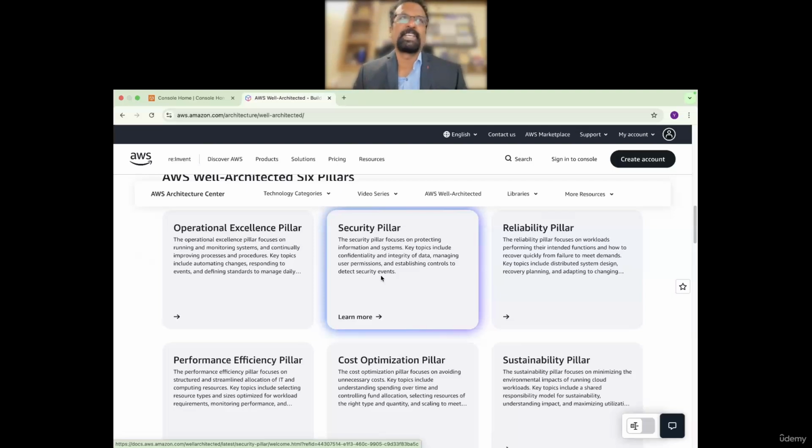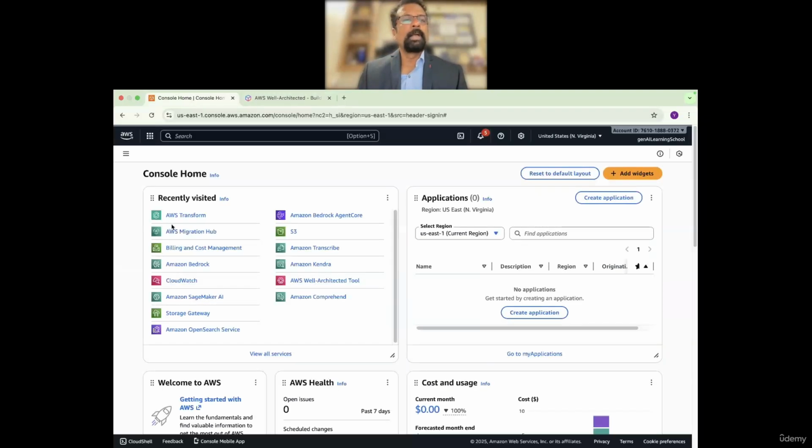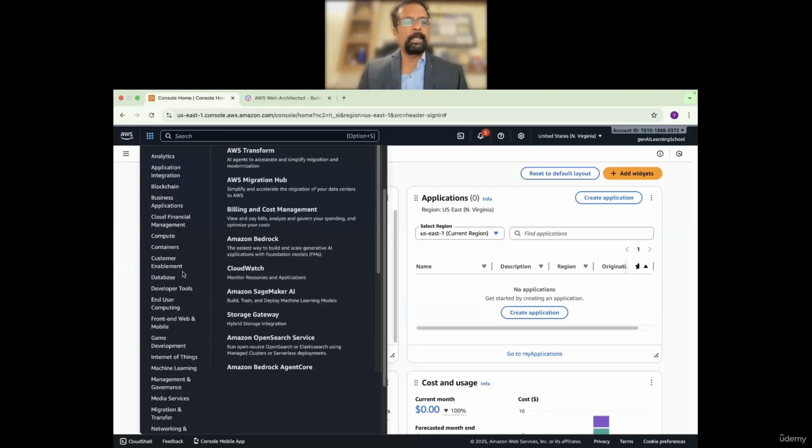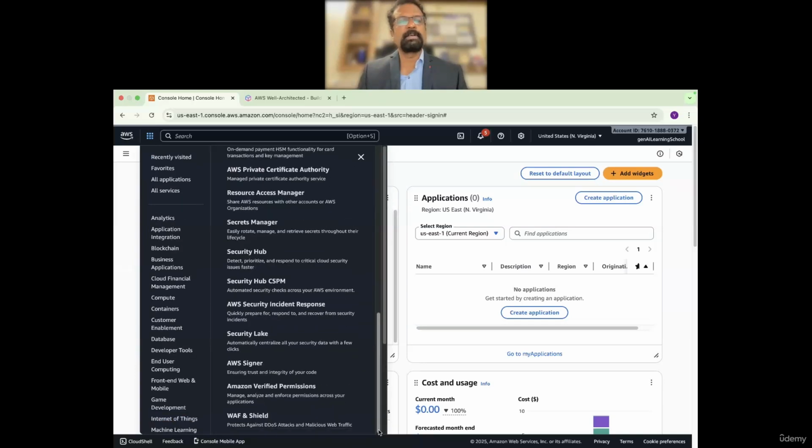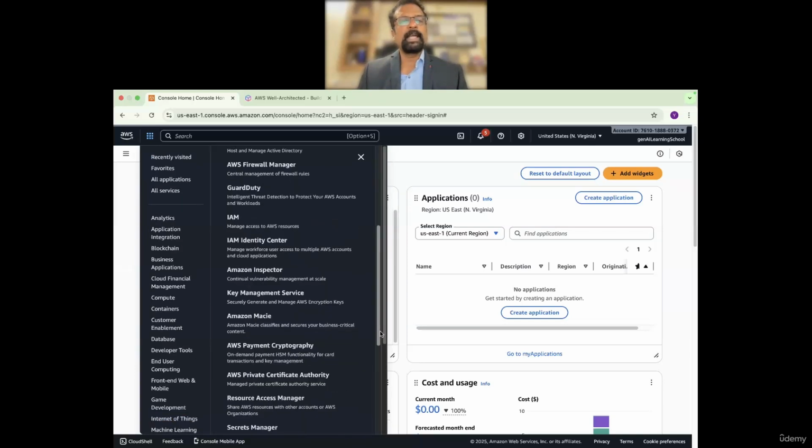The second pillar is security. It's a really vast topic. Now, the security pillar is not going to teach you security. It asks whether you have taken all the precautions to ensure that security is well managed within your project. So it's picked up all the elements. If I go to the AWS console and click security here, you would see there are a lot of these tools, maybe 20-plus different services, starting with IAM.